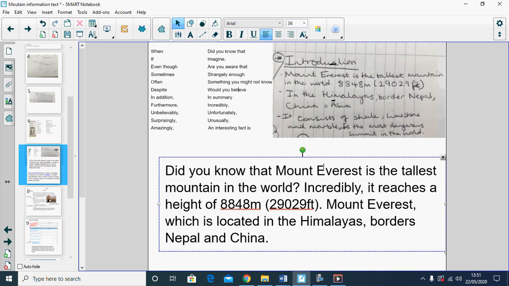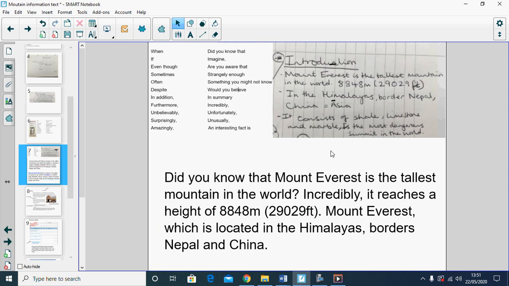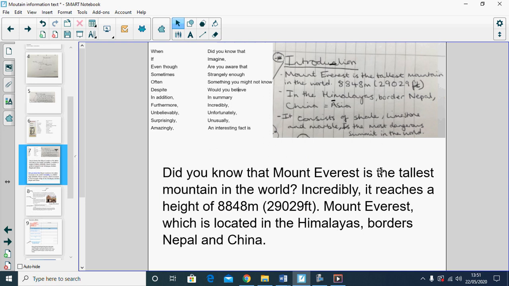So yeah, I've already done the first three sentences of my introduction, and you can see how using the sentence starters really helps you. So let's just check. Did you know that Mount Everest is the tallest mountain in the world? Incredibly, it reaches a height of 8,848 meters. Mount Everest, which is located in the Himalayas, borders Nepal and China. Right, so that's just a little bit of a hint of what you could do. Now, I've not given you my example of Mount Everest information text, because if I did, you wouldn't have to do any research because you'd already have the facts there.